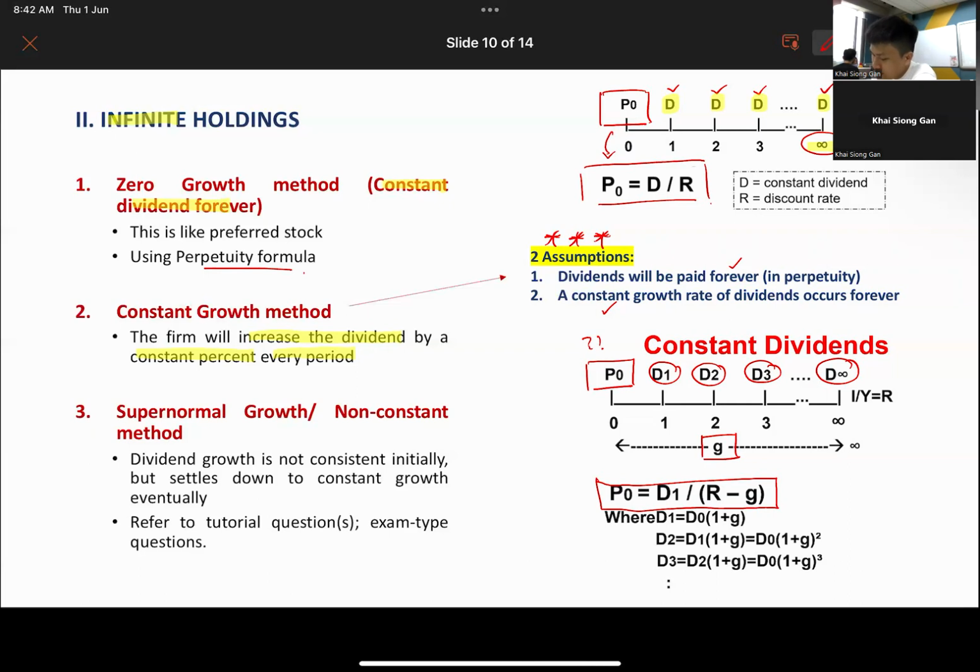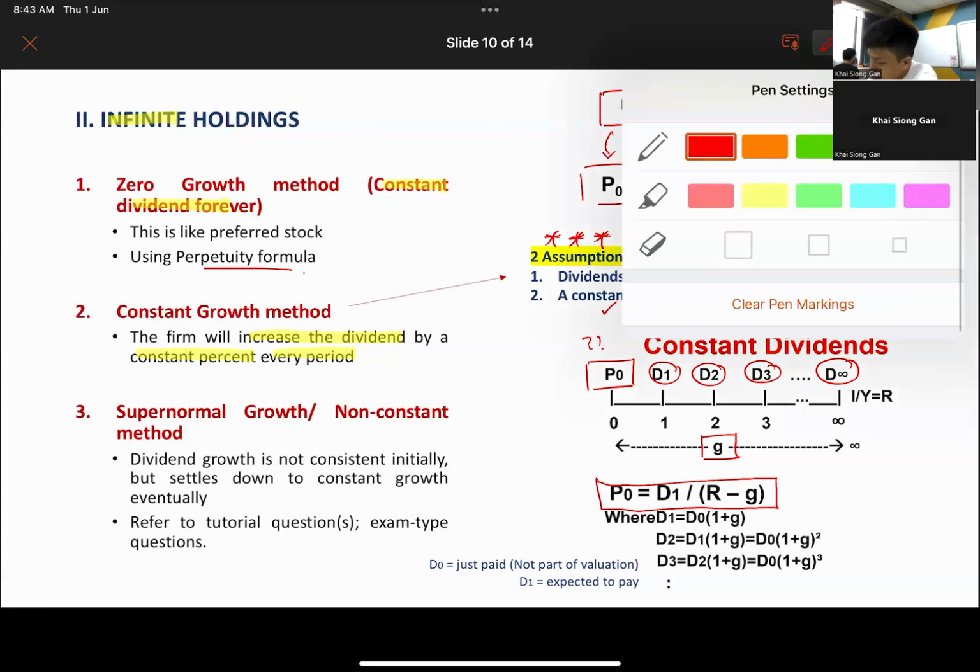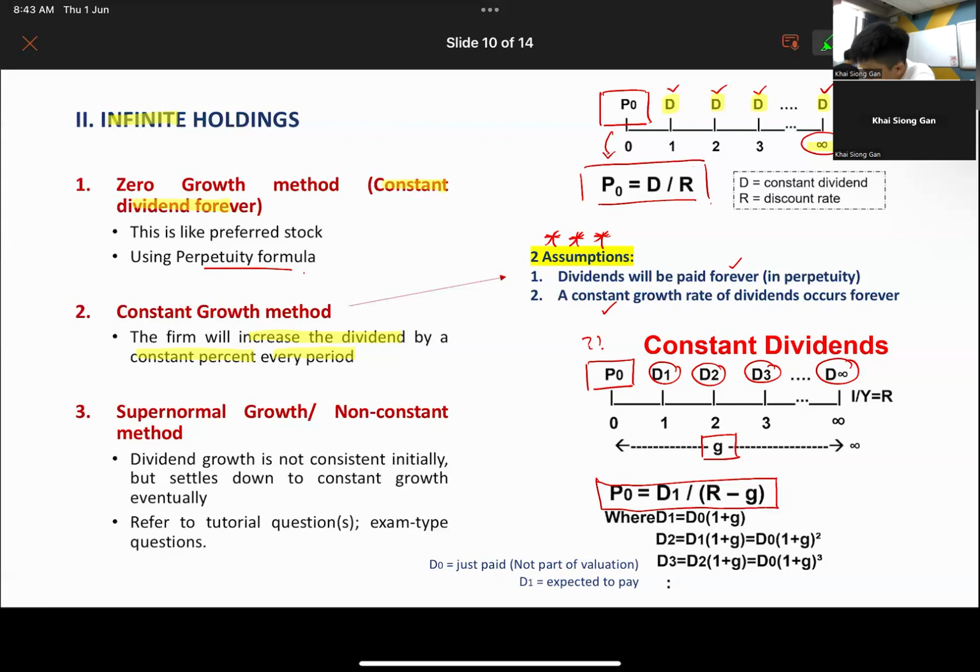Now sometimes they might not tell you what the D1 amount is. So remember, when I say D1, it means the dividend that I'm going to receive in future, what is expected to be paid by the company. When I say D0, D0 means the dividend that has just been paid. So it's not part of our valuation anymore. Therefore, we take D1.